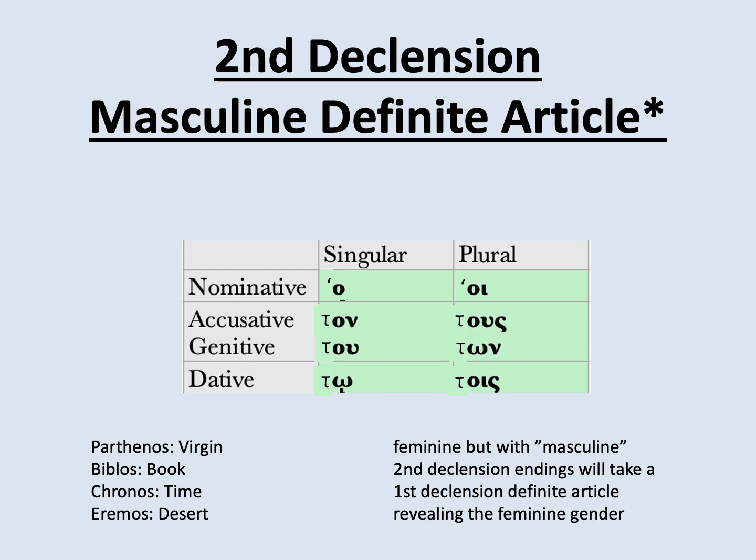In the accusative, genitive, and dative, that little hyphen mark that showed in the previous slide that the letters come at the end of a word has been replaced by the letter tau, the letter T. So instead of on, we've got ton, and tous, and tou, and ton, and to, and tois. Other than that, it's exactly the same. We've just simply replaced that little marker for the word with tau.